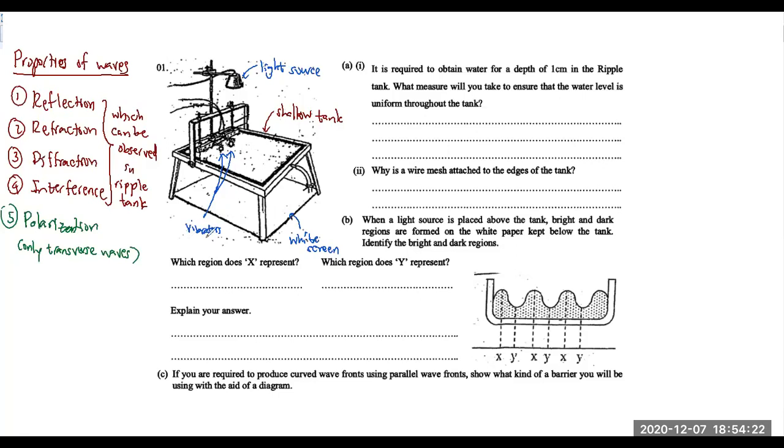Okay, so when it comes to vibrators, there are point vibrators or bar vibrators like this. So depending on the requirement, we will be using those vibrators. If you use point vibrators, you will be getting circular waves. You can get waves like this. On the other hand, if you use bar vibrators, you will be getting parallel wave fronts like this. And you can observe these four properties in ripple tank.